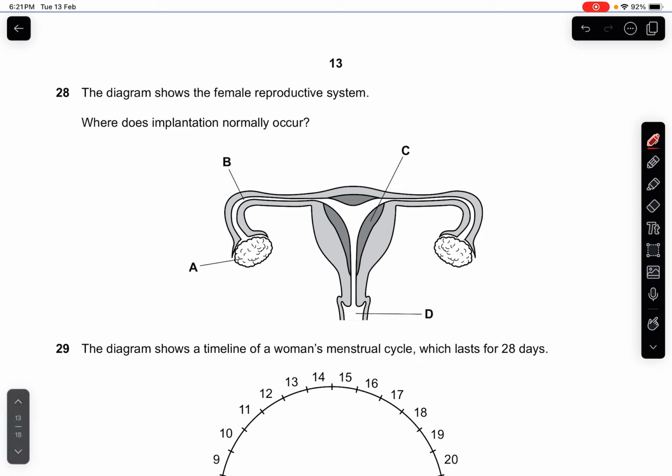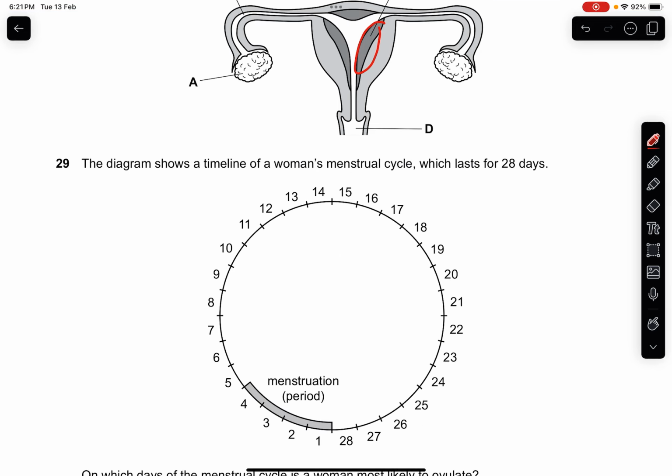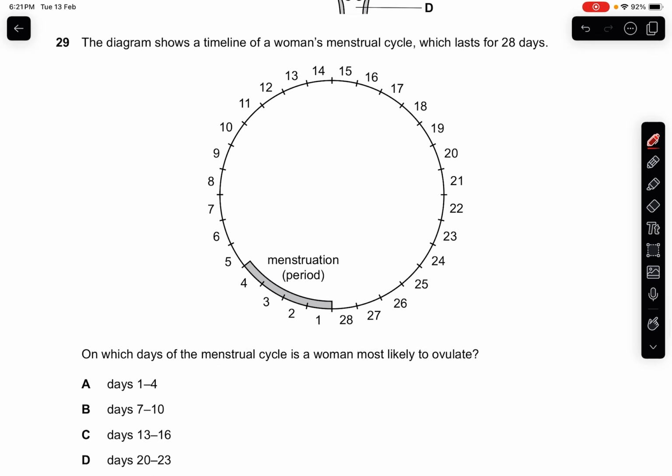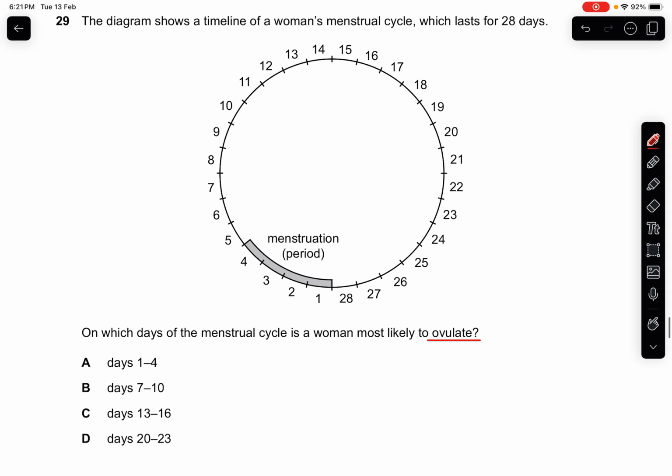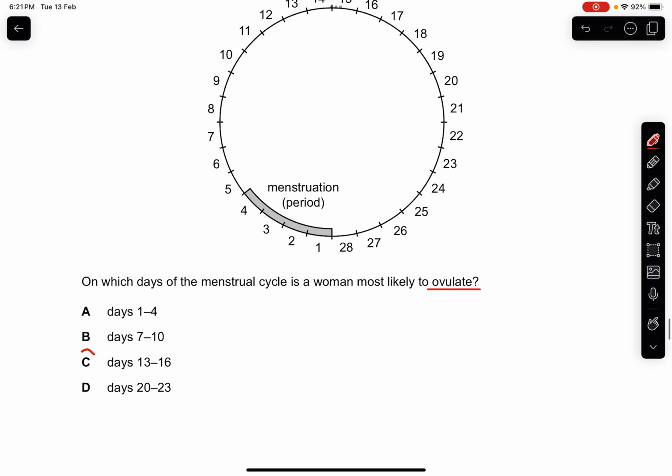Question 28. The diagram shows a female reproductive system. Where does implantation normally occur? Implantation normally occurs at the uterus lining or the uterus wall, which is at C. Question 29. The diagram shows a timeline of a woman's menstrual cycle, which lasts for 28 days. On which day of the menstrual cycle is a woman most likely to ovulate? Ovulation is the process of the egg being released, which is typically at day 14 or half of the menstrual cycle, which is at day 13 to 16. So the answer for this question is C.